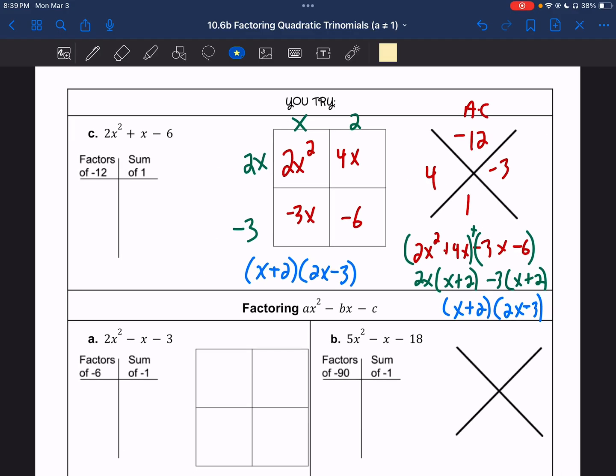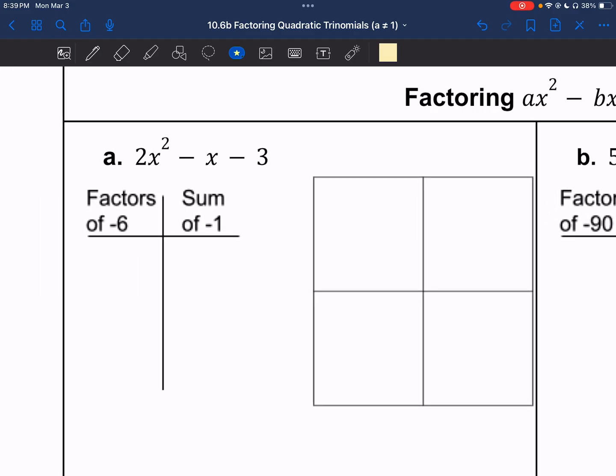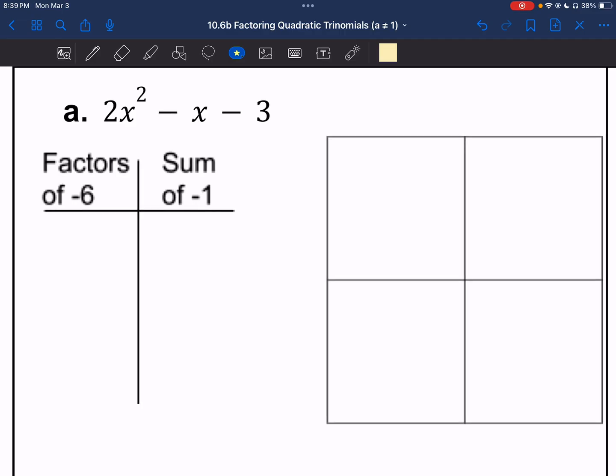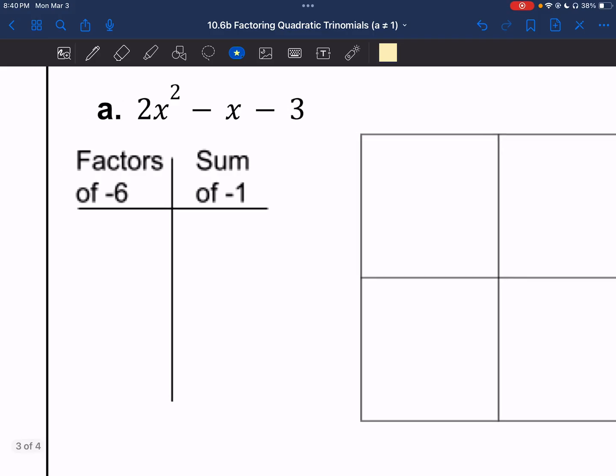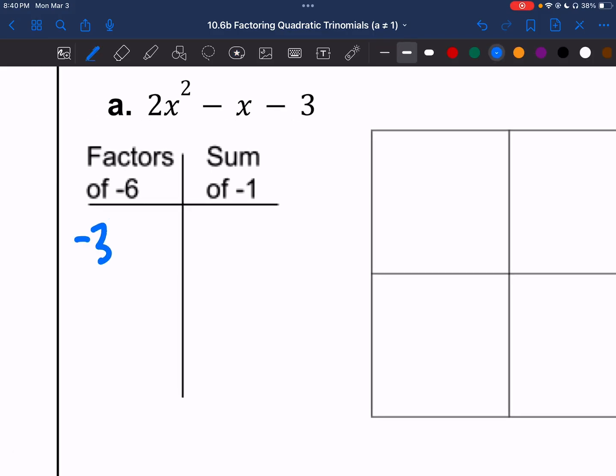All right, so now we're going to look at letter A and B here, and we're going to be solving these when both the B and C terms are negatives. So this means one of my factors is positive, one of them's negative, but it is the negative number now that has the greater magnitude and will be the driving force, the bossy number, if you will. All right, so we're looking for factors of negative 6 that have a sum of negative 1. Well, I know that that's going to be negative 3 and 2, adding up to negative 1.